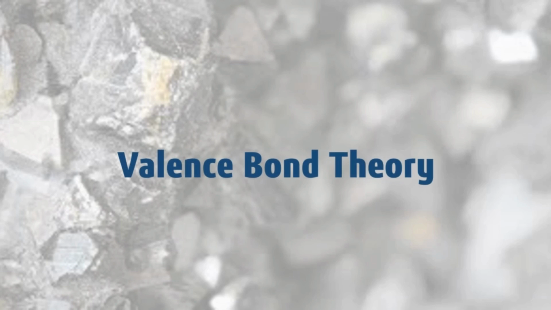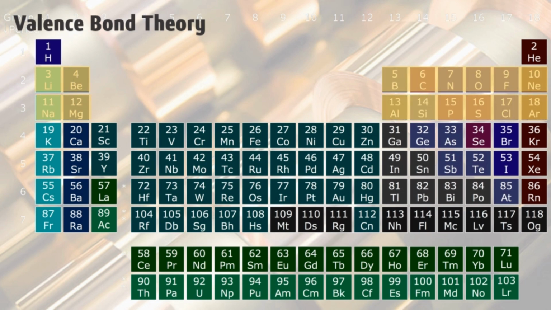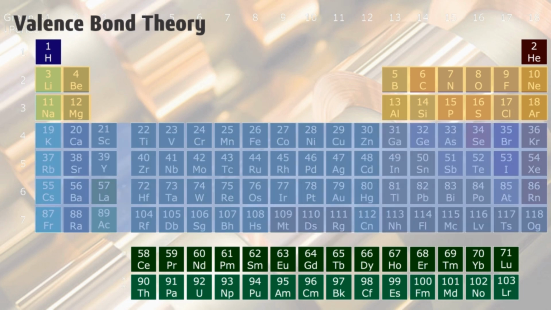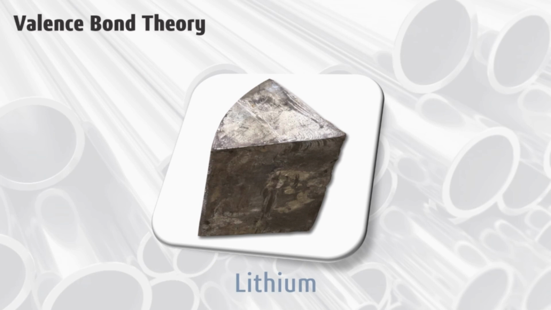Valence bond theory. We are all aware of valence bond theory. Here we will apply the theory in case of metallic bonding. First, we will discuss the short period elements, meaning from lithium to neon and sodium to argon, the yellow shaded elements. Then we will move to long period elements, which are under blue shade here.